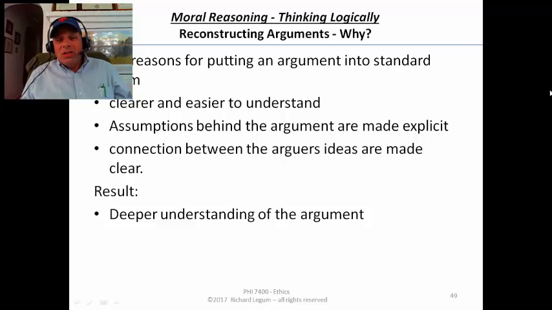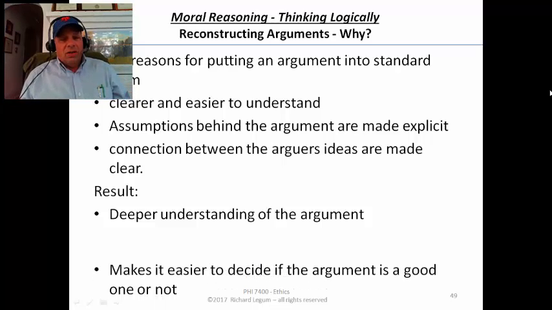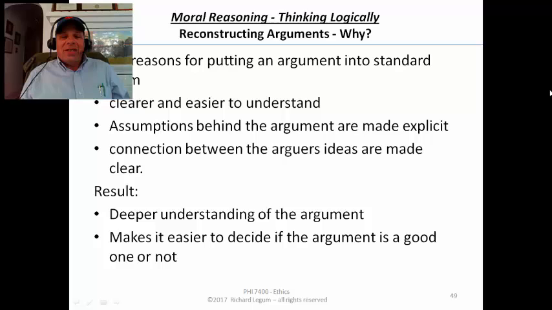I mean, one thing is, when we have a deeper understanding of the argument, it makes it easier to decide if the argument is a good argument or if it is not a good argument. And if it's not, it gives you the opportunity to see, is there a better way of framing the person's position?